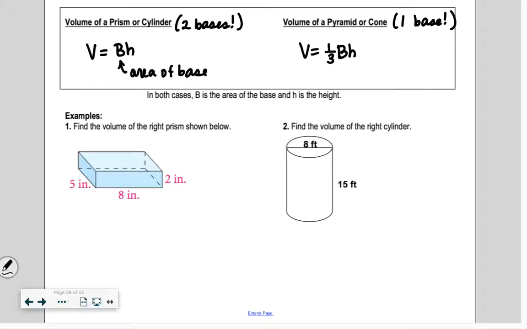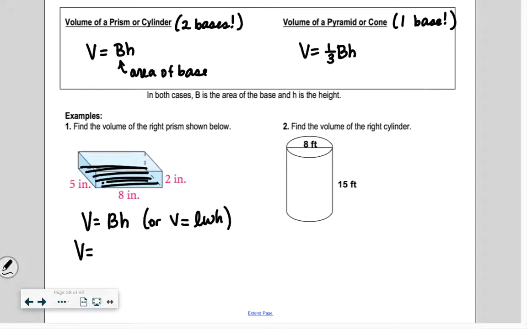So number 1 says, find the volume of the right prism shown below. So I could do this as area of the base times the height, or I could actually do volume equals length times width times height if we want. Okay, the area of our base is going to be this right here. Our base is 5 times 8, and then the height is going to be 2. So we get 40 times 2, which is 80 cubic inches.